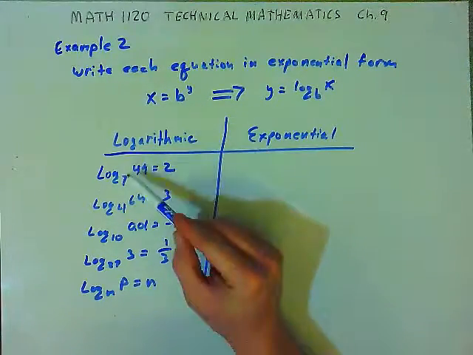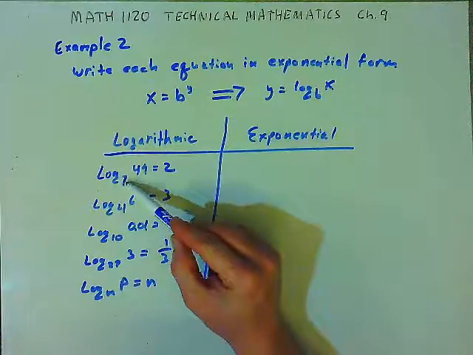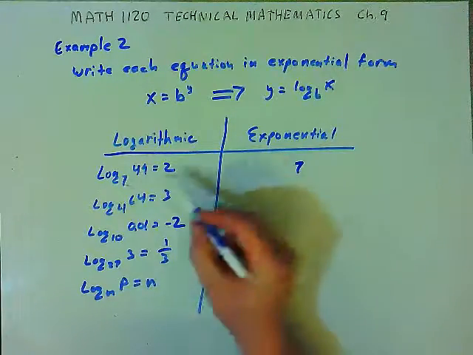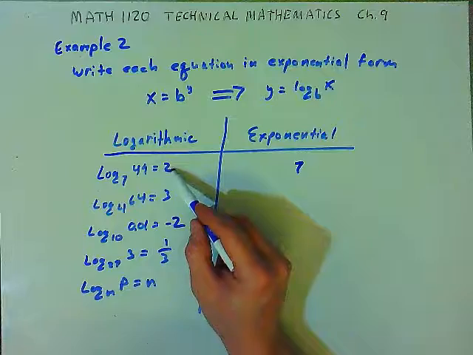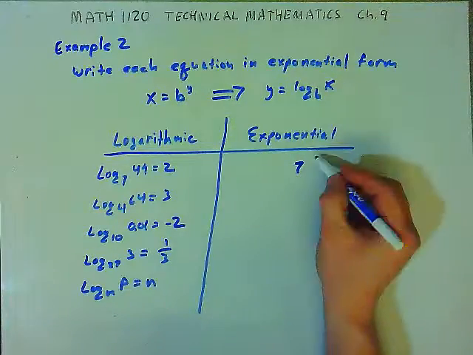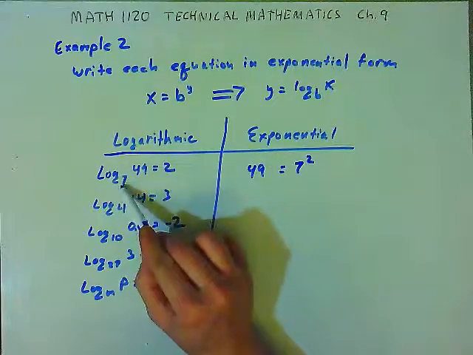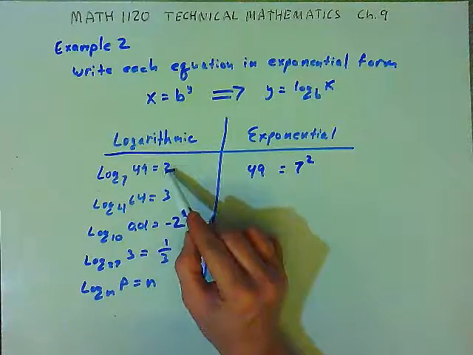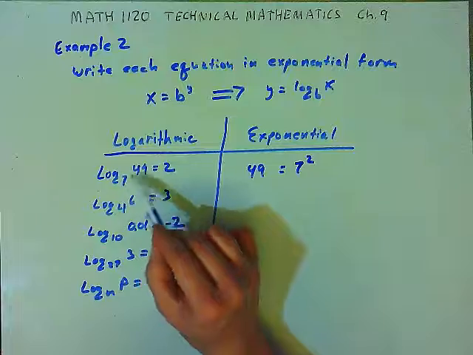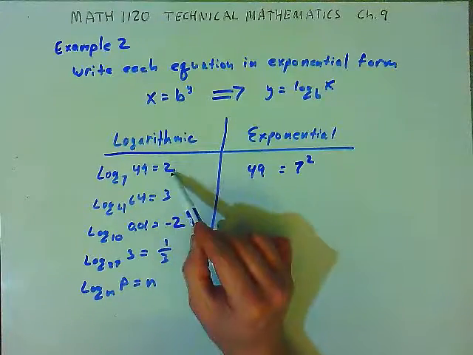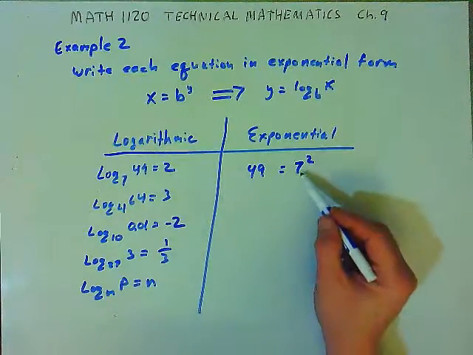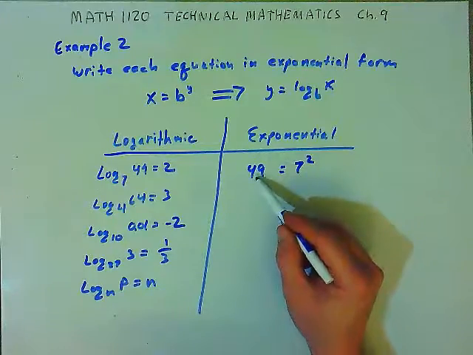And so b is the base, which is, in this example, 7. And we're saying that 7 to the y power is equal to 49. So log base 7 of 49 is equal to 2. The question being asked is 7 to what power is equal to 49? The answer is 2. That's exactly what we wrote. 7 to the second power is 49.